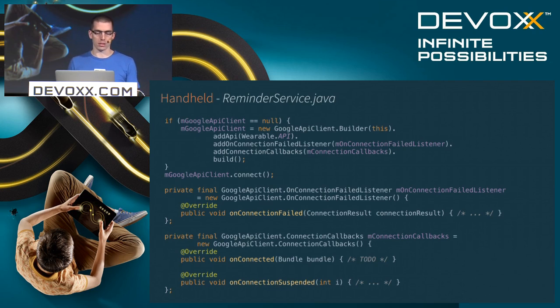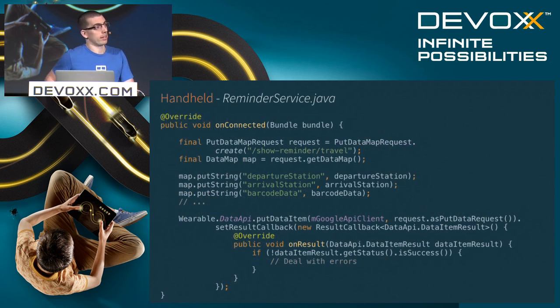And then I pass some on-connection failed listeners and some connection callbacks that will be called when the connection has failed, suspended, or succeeded. And once I have it, then I connect this API client. And when it's connected, I will be called back in the connection callbacks' onConnected method. And this is where the to-do is, because this is where I will actually send a message to my wearable device.